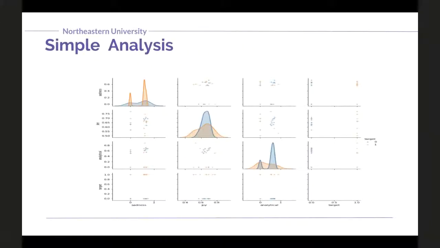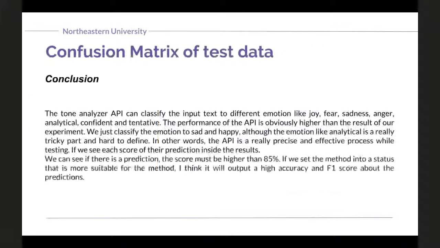This is some ROC graph we conclude from that. And from that we can know that the Tone Analyzer API can classify the input text into different emotions, and we can see there is a prediction score higher than 85%. So I think it is a good model for us to use to judge the emotions.